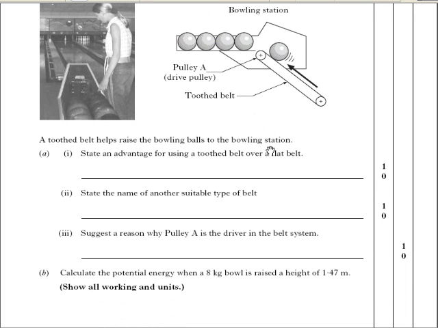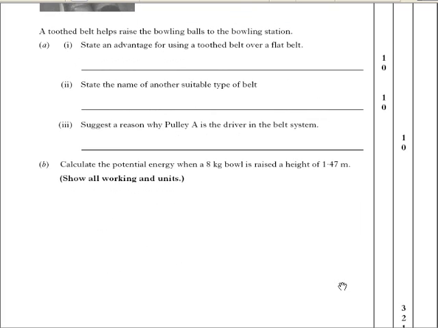Okay. Calculate the potential energy when an 8 kilogram bowl is raised to a height of 1.47 meters. In tech, gravity is 9.81, so potential energy Ep equals mgh. There's your m, the g is 9.81, that's in your data booklet, and the h is 1.47 meters.